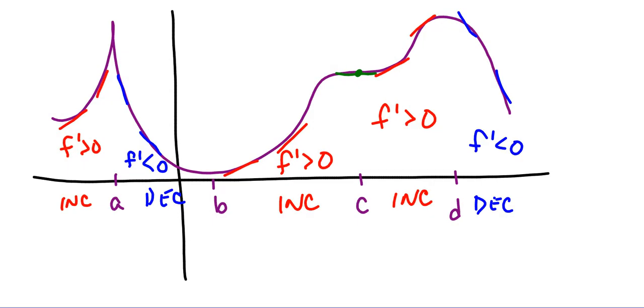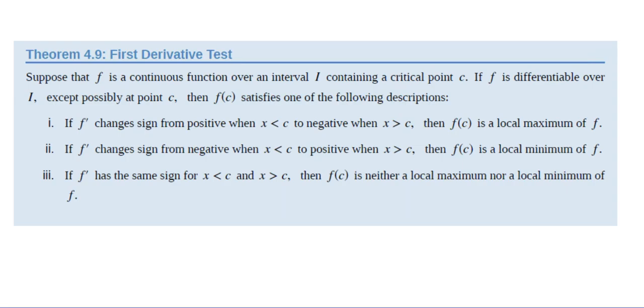And this sort of thing is chronicled for us in the first derivative test. First derivative test says if you have a continuous function and it's differentiable except maybe at the place you're worried about, then f of c is one of these things. If the derivative changes sign from positive to negative, then you have a max. If the derivative changes from negative to positive, then you have a min. And if the derivative has the same sign on both sides of c, then you don't have a max, you don't have a min.